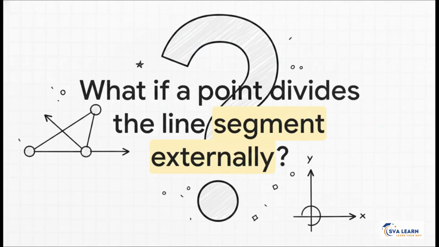You guys have absolutely mastered internal division today, but our textbook summary leaves us with a fascinating final thought to ponder. Everything we did today assumes the splitting point lies securely between our two original points. But what if the point laid outside the line segment? How would you conceptually divide a line externally? How would our formulas adapt to that spatial puzzle?